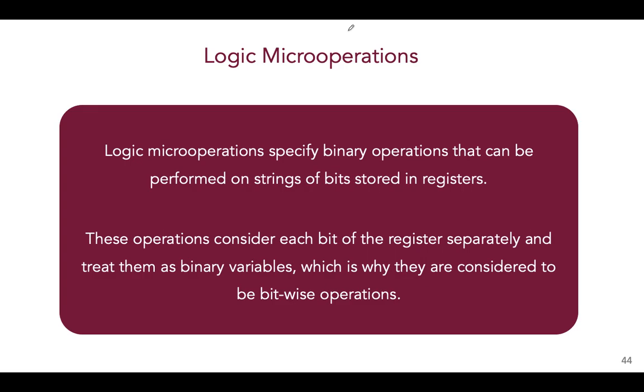So if we have 4-bit registers and we have to add them, one of the registers has the value 8 and one of the registers has the value 7. It won't treat them as 8 and 7. It will treat them as their bits and then add the bits.